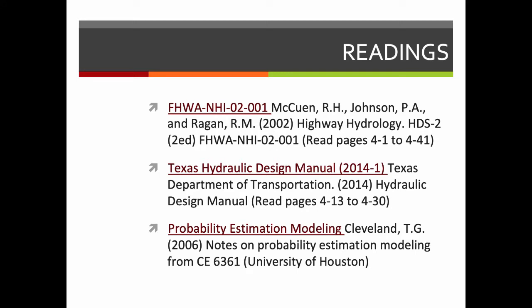And also FHWA NHI 02-001, McEwen, Johnson, and Reagan, Highway Hydrology, pages 4-1 through 4-41 are applicable. The Texas Hydraulic Design Manual, I think it's actually Texas Hydraulic Manual. This link is to the 2014 edition. By now being 2020, there's some substantial, not content changes, but the layout is changed. It's all online. And in the 2014 manual, pages 4-13 through 4-30 are relevant.